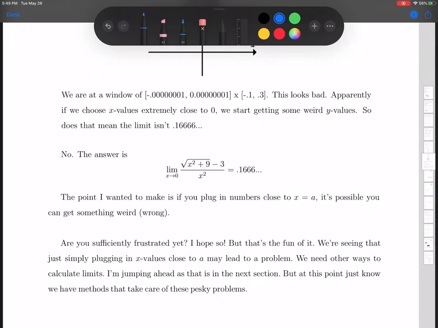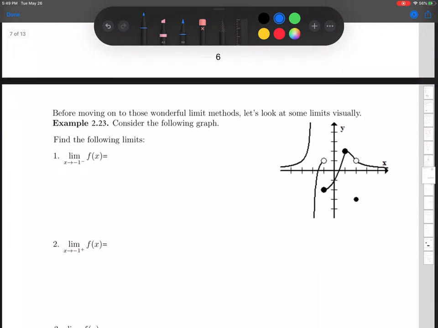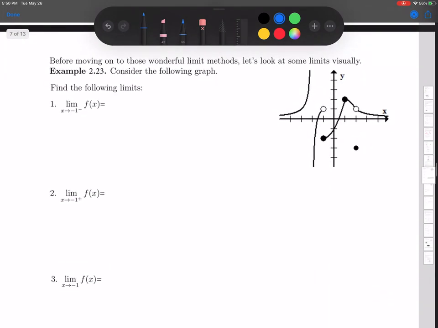So, going back to this problem, what we're seeing is that if you simply plug in x values that are close to a, it may lead to a problem. It might be fine, or it could be weird. But we always need other ways to be able to calculate limits. I'm kind of jumping ahead, as what we're going to do in the next section deals with this a little bit further. But at this point, just know that we have methods to take care of these pesky problems. For now, though, let me keep moving on in these notes.